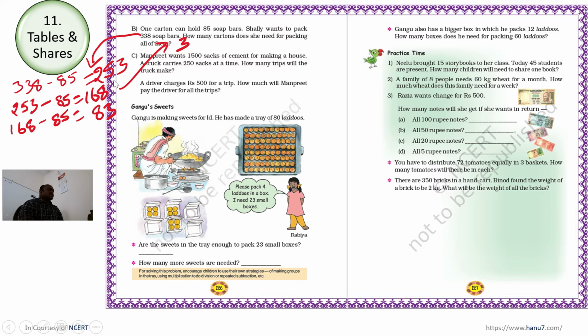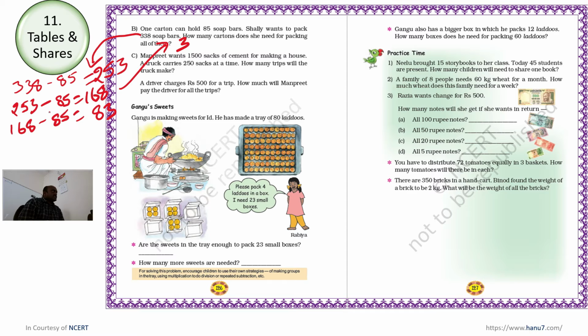338 minus 85, 253. 253 minus 85, 168. 168 minus 85, 83. Here you can see there is the answer. You got the answer in such a way that one option is left. The last left out items are 83. He cannot make them fit into a carton where he wants to pack 85 soaps. So these 83 are left, and we got only 3.